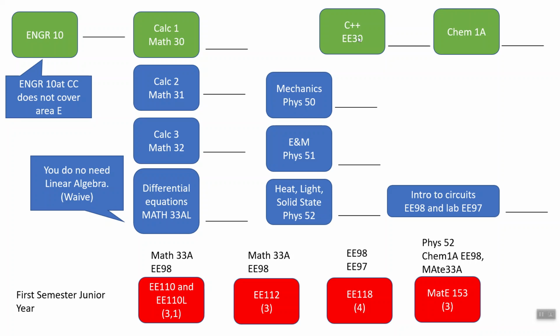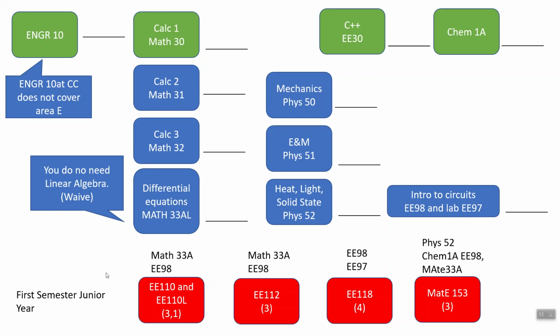Some kind of programming, C++ or C at a minimum. We don't take Java. And then Chem 1A, which is not high school chemistry and not even AP chemistry. It's got to be the college level chemistry. Then we have our introduction to circuit analysis and with lab.